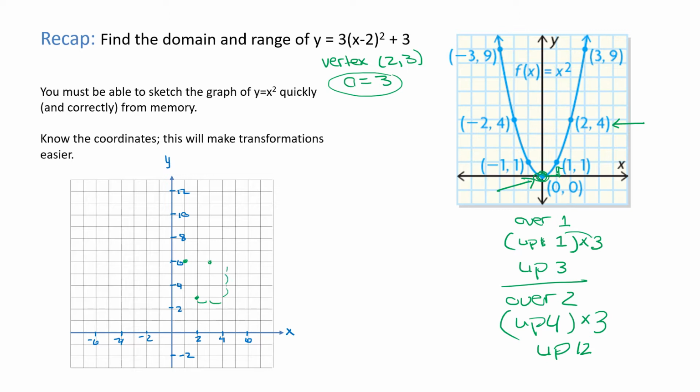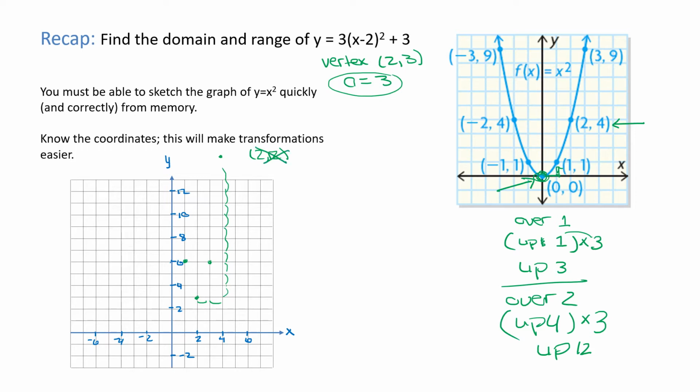There's up 1, 2, 3, 4, 5, 6, 7, 8, 9, 10. I can almost fit it. 11, 12. We'll put another one about there. Now that coordinate, I don't want you thinking, oh, we went over 2 and up 12, so the coordinate's (2, 12). No, it's not. That is not (2, 12). That's just how I counted out my transformations. The coordinate is not (2, 12).